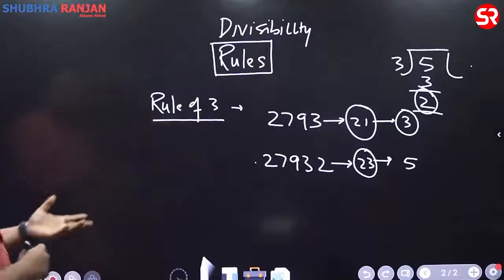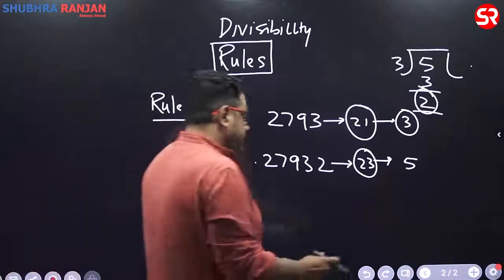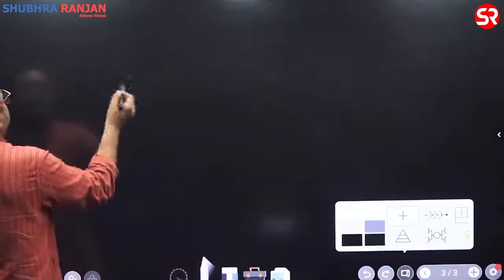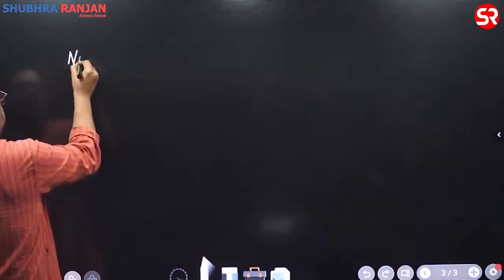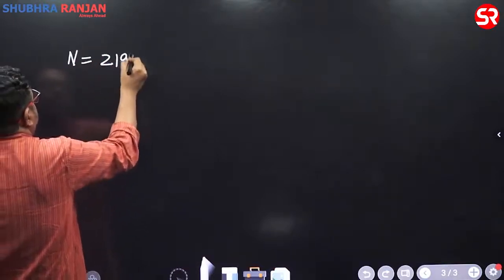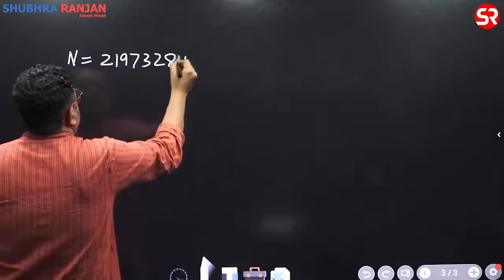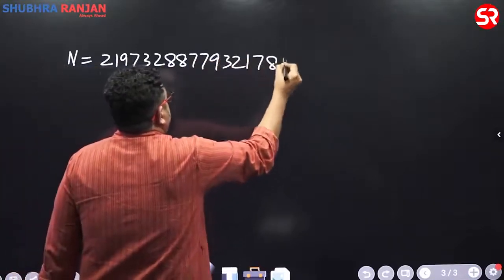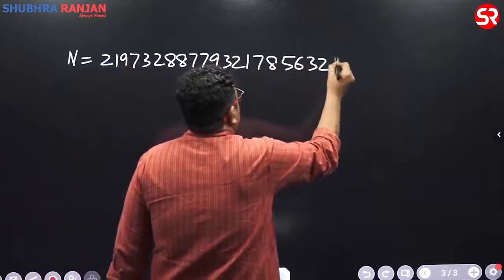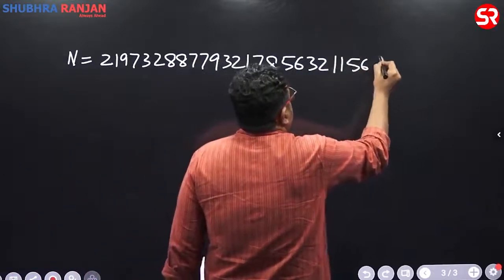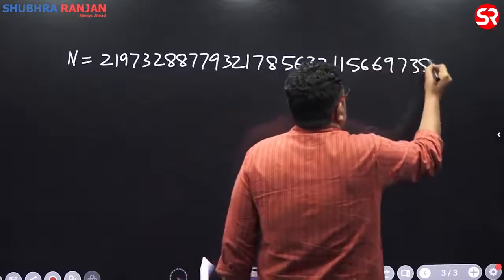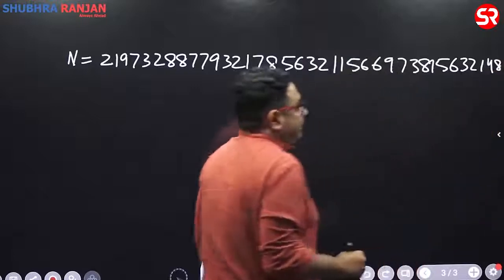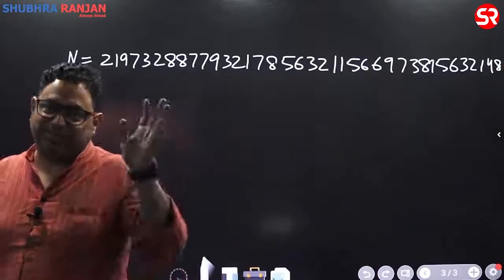But now take a twist. Please check this out. What would be the remainder when this number n, 2197328877321785632115669738156321148, is divided by 3?